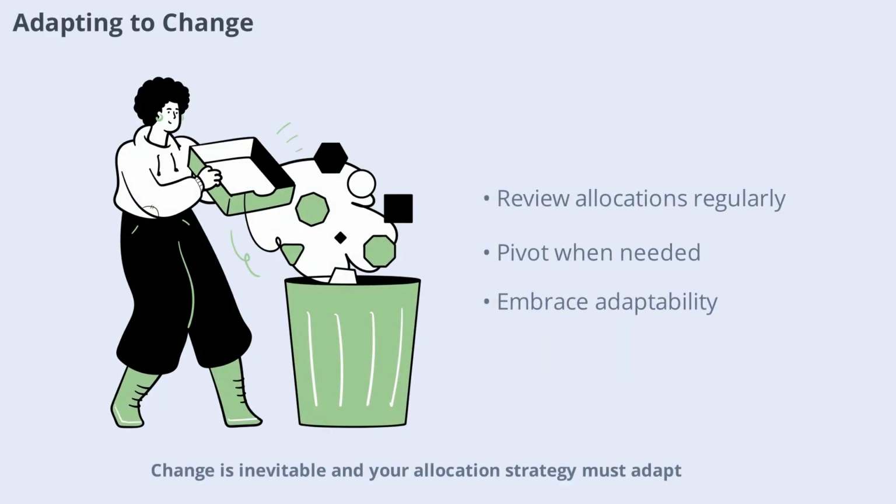Change is inevitable, and your allocation strategy must adapt. Stay alert to shifts in the environment, market, or team dynamics. Regularly review your allocations and be ready to pivot when needed. Adaptability is key to long-term success.